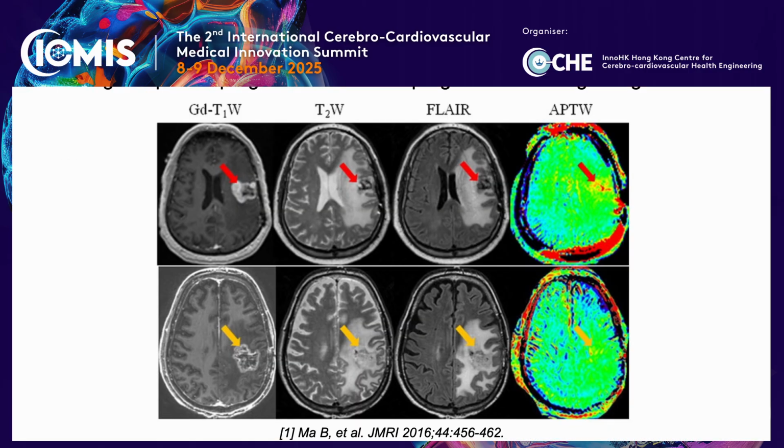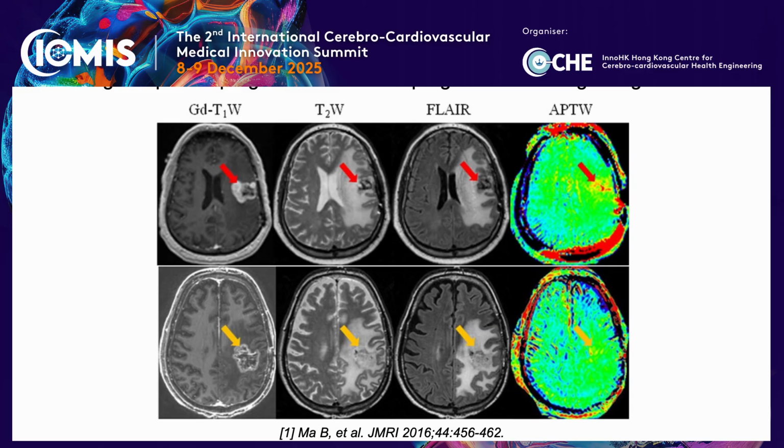The second example is still about the glioma, but this is about the treatment effect. For these glioma patients, especially the high-grade glioma patients, they usually undergo surgical resection and also chemoradiotherapy. But unfortunately, the glioma will recur at some point. So it's a clinical question to diagnose whether it's a tumor recurrence. And the real challenge is to separate the true tumor progression or the tumor recurrence from the treatment effect or pseudo-progression.